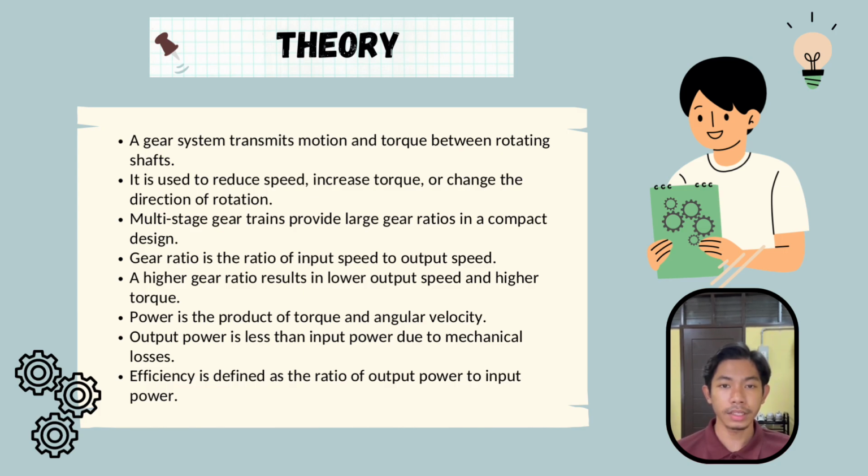However, in practical systems, output power is always lower than input power due to mechanical losses such as friction. Therefore, the performance of the gear system is evaluated using efficiency, which is the ratio of output power to input power.